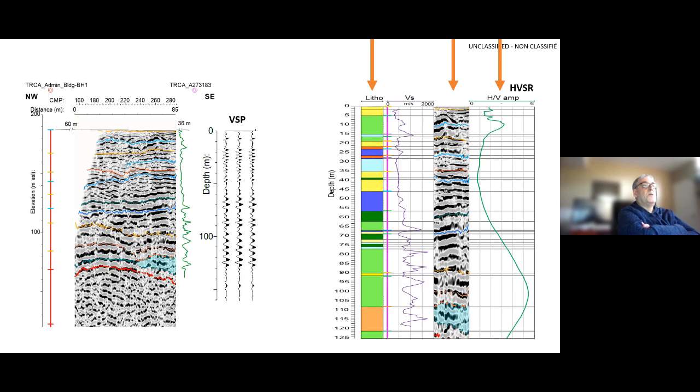So with the HVSR, we can see the Newmarket Till, which is the high frequency resonance on top, and then the Thorncliffe Formation, and then the Scarborough Formation maybe. We don't have confirmation, but it's a fine clay that doesn't give a response in the HVSR. The big response is the York Till with the gravel layer that is used for the A-tests for Tennis Canada.